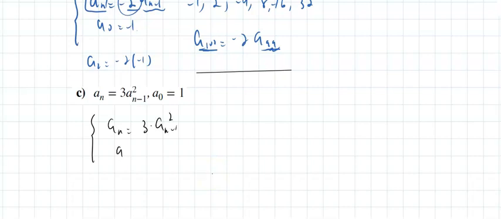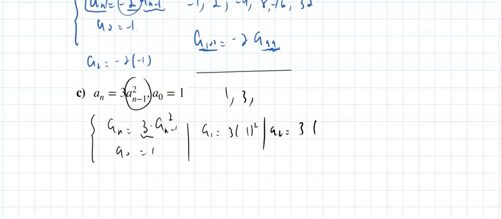Same deal here. Here it says, if you want to find any term, take the previous term, square it and multiply it by 3, and they give you a starting point. They say, well, start with 1. The next term, 3 times 1 squared is 3. So if I want to go by A sub 1, that is 3 times A sub 0, but A sub 0 is 1 squared, and that will be a 3.